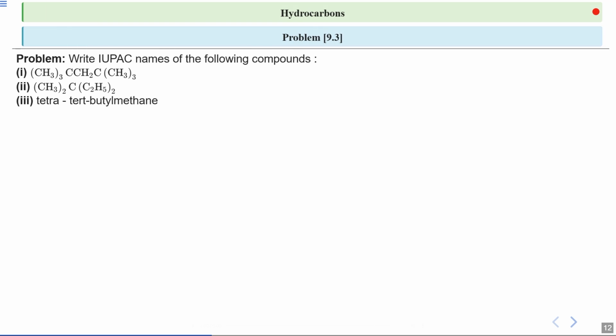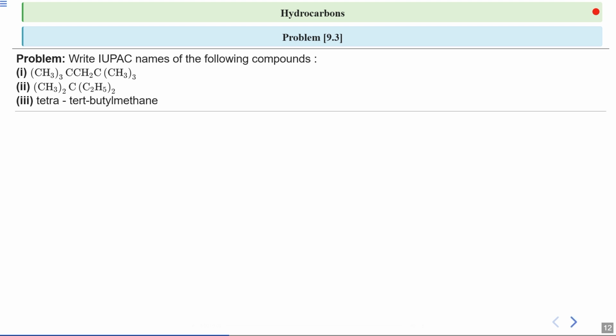Now we see the problem statement asking us to write the IUPAC name for 3 different hydrocarbon compounds. The first compound is a branched alkane with the formula (CH3)3C CH2 C(CH3)3. The second compound is another branched alkane with the formula (CH3)2C(C2H5)2. The third compound is tetra-tert-butyl methane, which suggests a central methane molecule with 4 tert-butyl groups attached. Let us focus on understanding the structure of each compound to determine their IUPAC name.